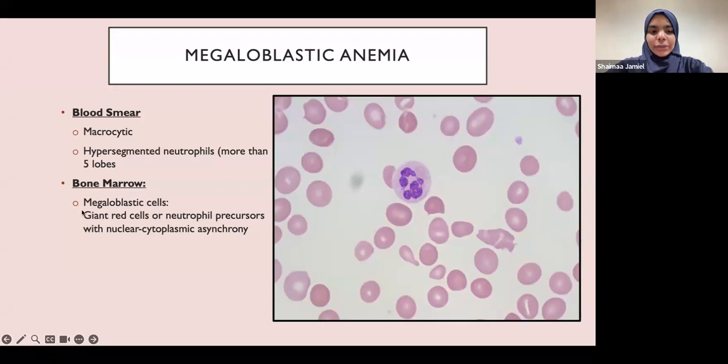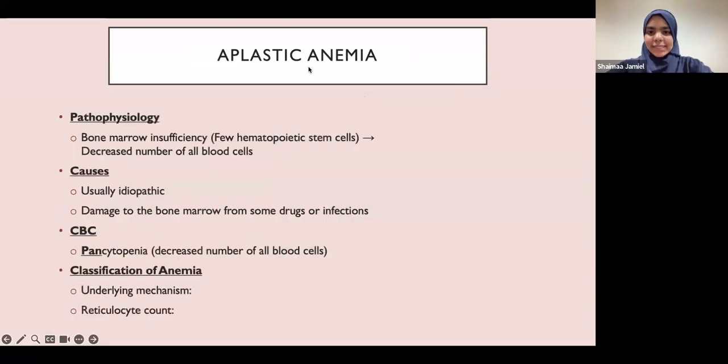In the bone marrow, you're going to see the megaloblastic cells or the megaloblasts, which are giant red cells or neutrophil precursors with the nuclear cytoplasmic asynchrony, okay? So this is what megaloblastic anemia is. The last thing, which is aplastic anemia, okay?